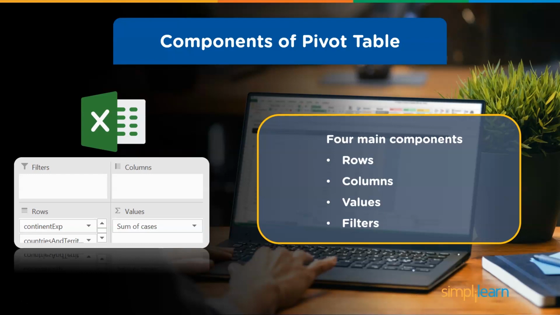Columns is the second component. When a field is chosen for the column area, only the unique values of the field are listed across the top. Then we have values. Each value is kept in a pivot table cell and displays the summarized information. The most common values are sum, average, minimum, and maximum. Finally, we have filters. Filters apply a calculation or restriction to the entire table.